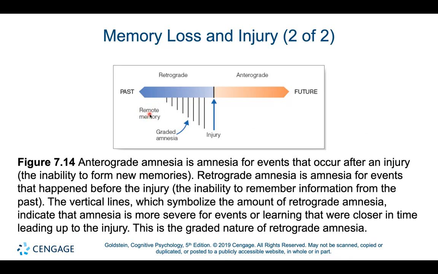So I could perfectly remember things that happened months ago, but as time got closer to my injury, it became more likely that I would forget it. So we had graded amnesia, such that the more recent memories were more subject to memory loss, more subject to the retrograde amnesia. The further back in time we went from the injury, the better my memory actually was for those events. And then we also have another type of amnesia called anterograde amnesia. That would be failure to remember things that happen after your injury.